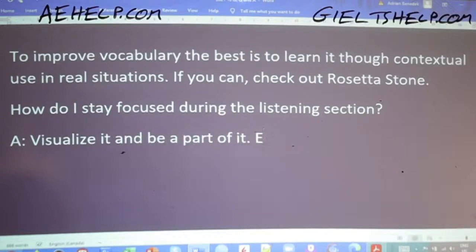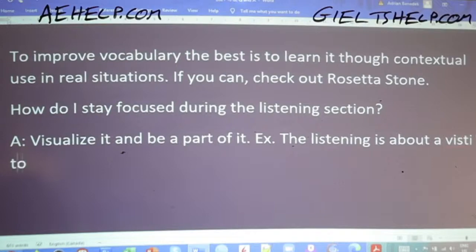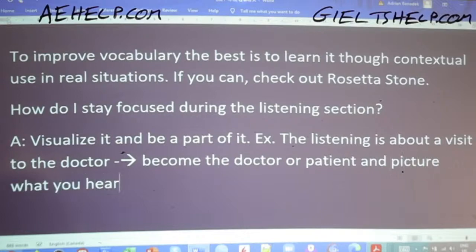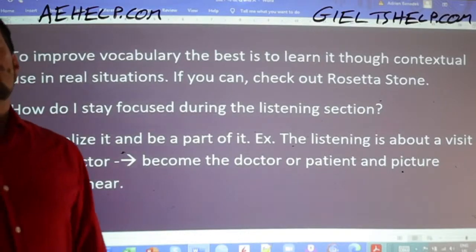For example, the listening is about a visit to the doctor. Become the doctor. Or patient, and picture what you hear. Okay, so that's very important.